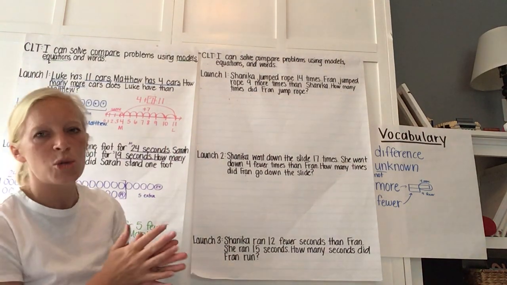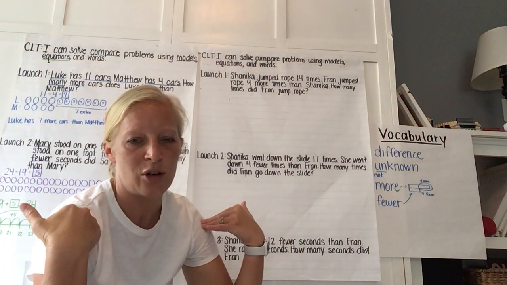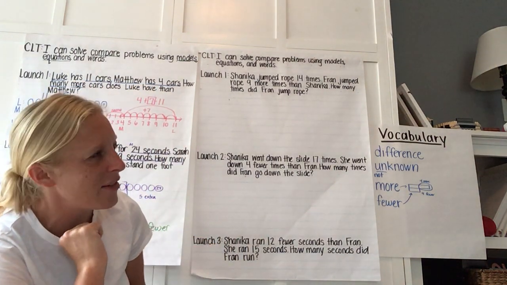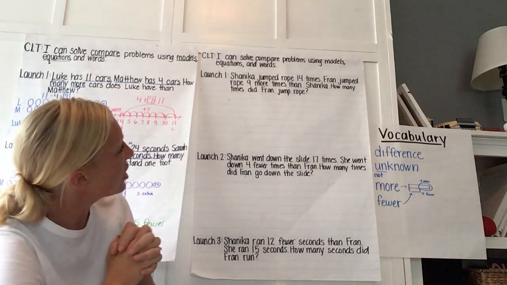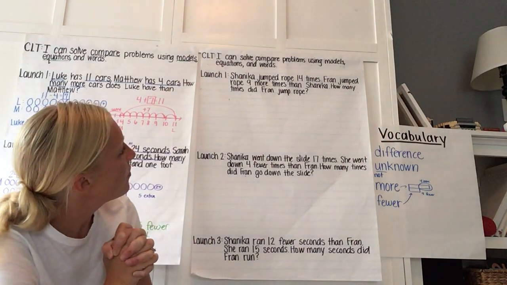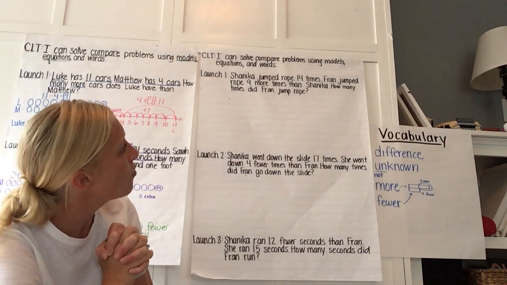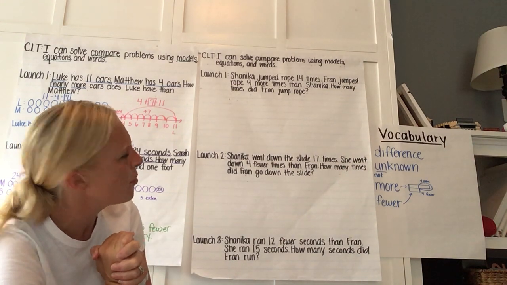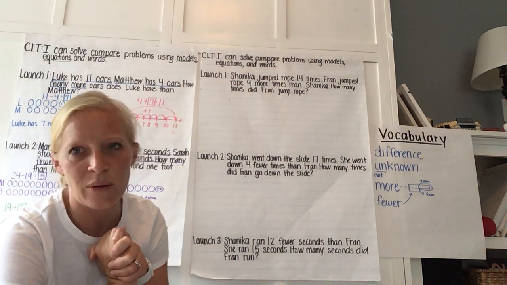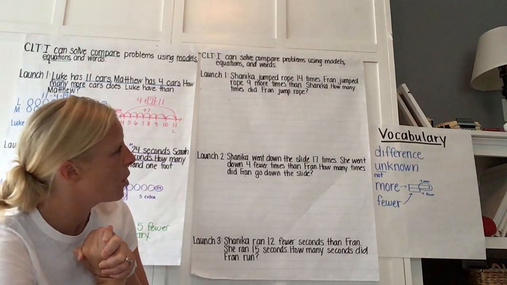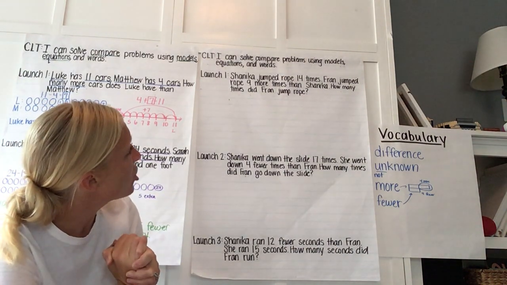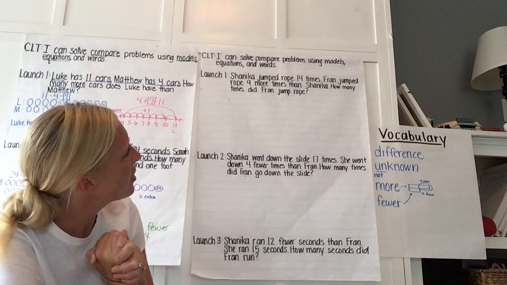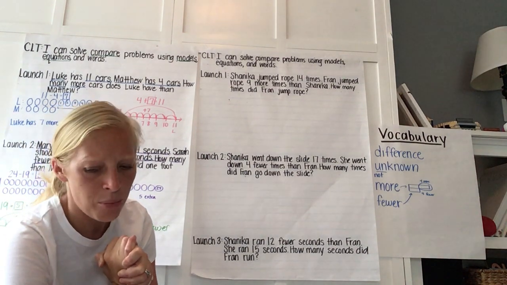So let's go ahead and read our first problem. You're going to put your elbows on your knees, your fingers on your shoulder, please. And let's read it. And don't try to solve it ahead of time. We're going to dive into it a little bit deeper. Shanika jumped rope 14 times. Fran jumped rope 9 more times than Shanika. How many times did Fran jump rope? Huh? Let's go read that again. Shanika jumped rope 14 times. Fran jumped rope 9 more times than Shanika. How many times did Fran jump rope?